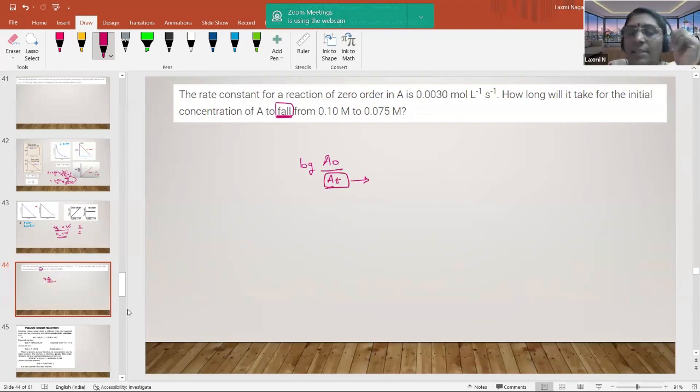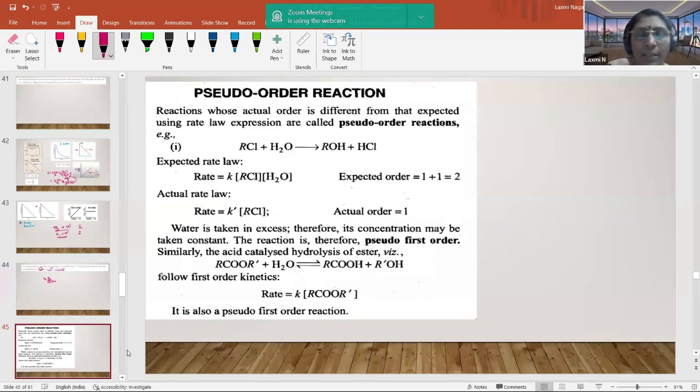Keep saying that it is the amount left out. So when they say A falls from this to this, the reactant is falling from 0.1 to 0.075. Then let them know, just in English, that this is the amount left out. This is the initial. From this to this, it is falling. So this is left out. So the amount of reactant left out. Just put in this idea of what is At again and again, I feel.